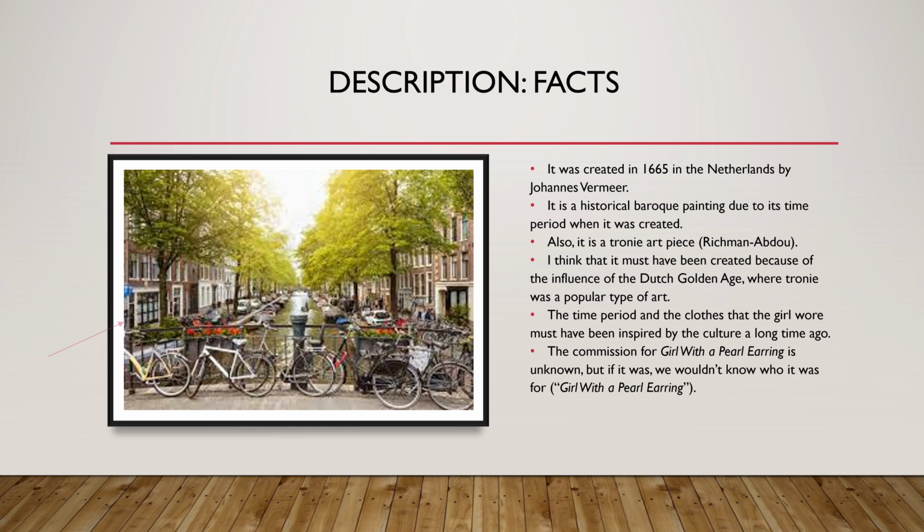I believe that when looking at Girl with a Pearl Earring, the creation of this painting must have been under historical circumstances because of the time period and the clothing that the girl wore. In addition, the tronie was a popular type of art during the Dutch Golden Age, which probably inspired this painting. Besides that, the commission for Girl with a Pearl Earring is unknown, but if it was commissioned, we wouldn't know who it was for.